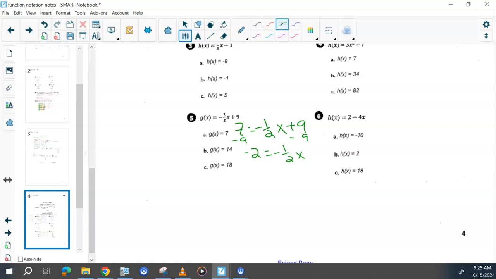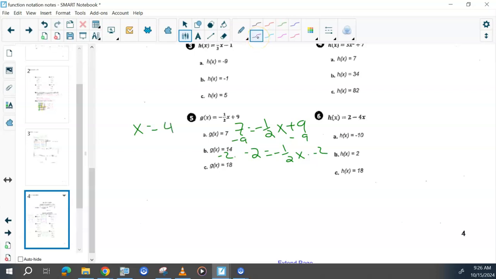And then to get the x by itself, multiply both sides by 2. Negative 2, the reciprocal. So that x equals positive 4 because there's 2 negatives.